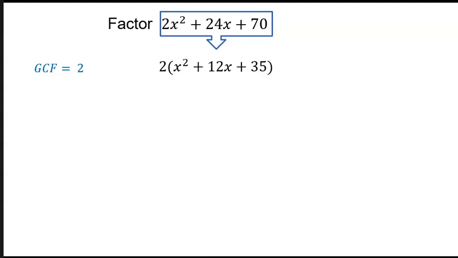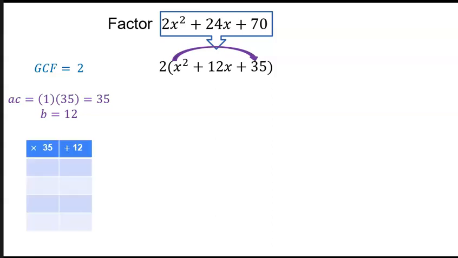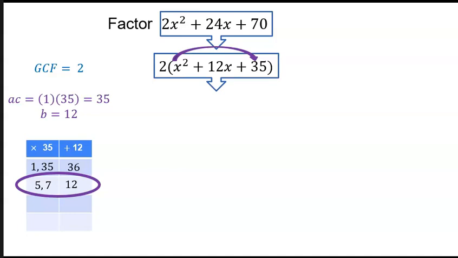My next step is to multiply a and c to get 35. I need to find two numbers that multiply to get 35 and add to get 12. To do this, I'm going to make an organized list of the factors of 35. 1 plus 35 is 36. 5 plus 7 is 12. This means that the two numbers that I am looking for are 5 and 7. I'm going to substitute those two values into my equation for b.